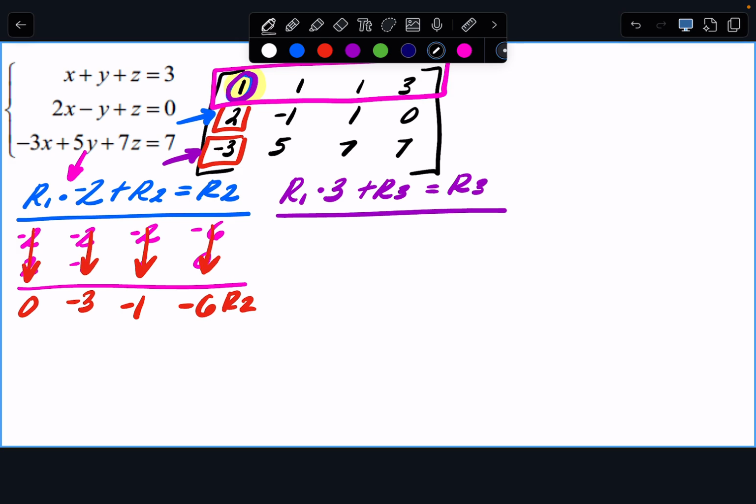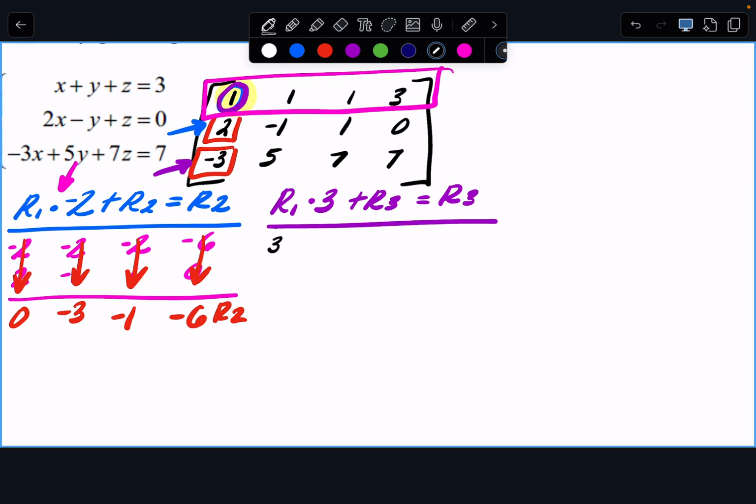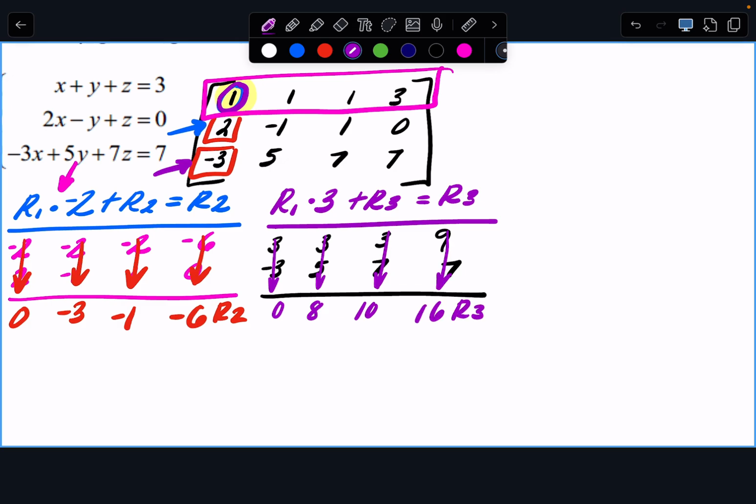Look back at the pink box. We're now going to do this next equation. We're timesing all of those pink box numbers by 3. So what will we have? 3, 3, 3, 9. Do you guys see how I took the pink box and timesed all those by 3? Then row 3 is -3, 5, 7, 7. I write down current row 3. So now I'm getting 0, 8, 10, 16, and that's my new row 3.